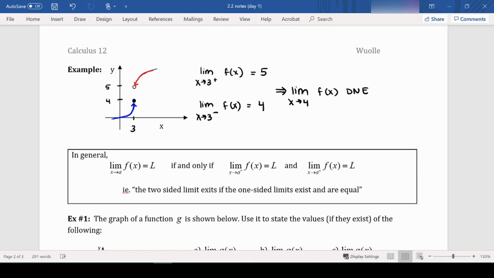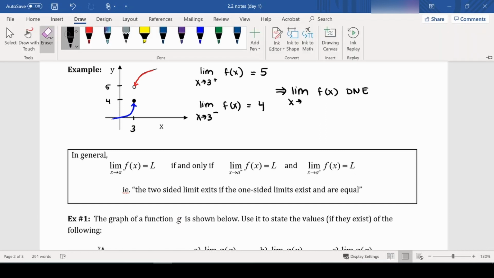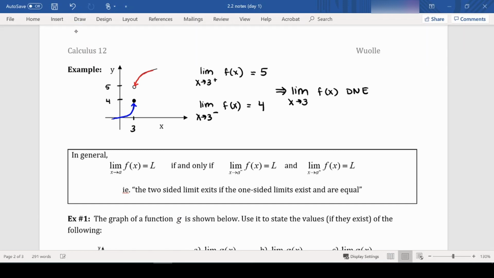You can only say that you have the limit as x approaches 3 here if they are the same from the right and the left, because by definition, x approaches 3 is considering both directions. You are not approaching a single number from both directions. You're approaching 5 from the right and 4 from the left.